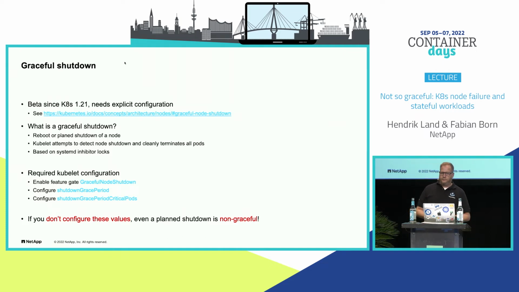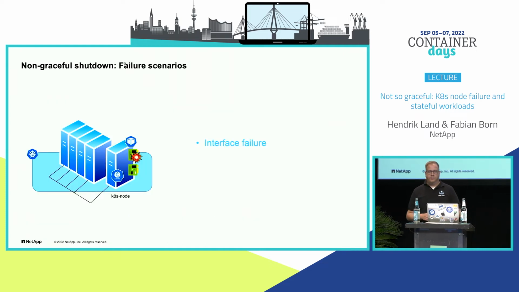During a non-graceful shutdown, we have some failure scenarios, and one is the interface failure. What does that mean? You have an outage on your interface, a switch is damaged, or the interface itself has broken. And what happens with the node? The node is not reachable, but everything on the node is running. The pods are running.